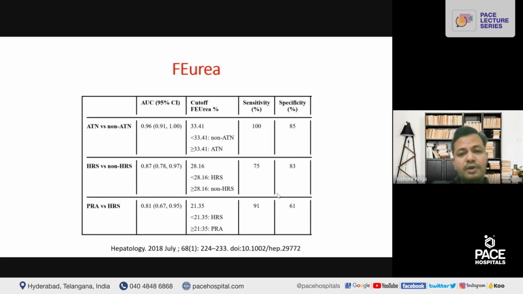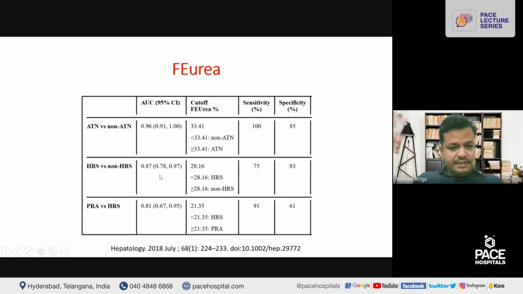Coming to a newer laboratory criterion, which is recently coming up. There are a few studies on this, which is the fractional excretion of urea. In a study published in 2018, they took a cutoff of 33.1 for fractional excretion of urea for a diagnosis of ATN versus non-ATN, with fractional excretion of urea more than or equal to 33.1 suggesting ATN, the sensitivity was 100%, but specificity was 85%.